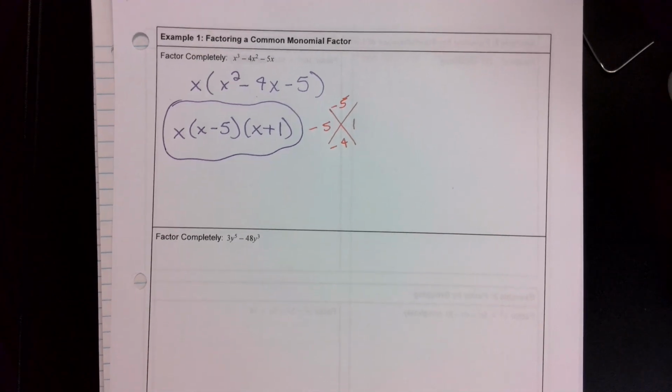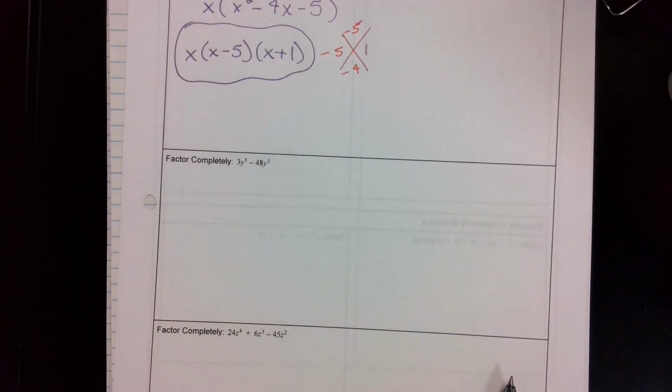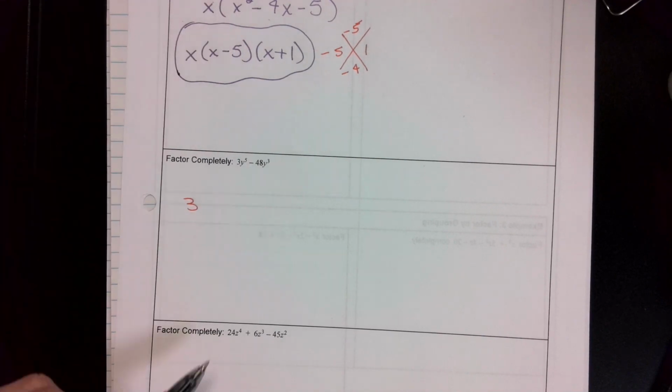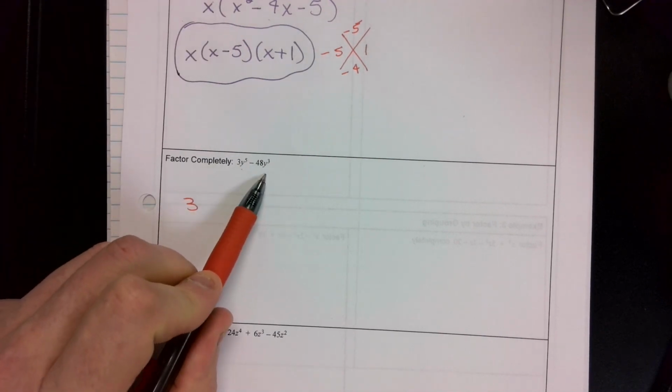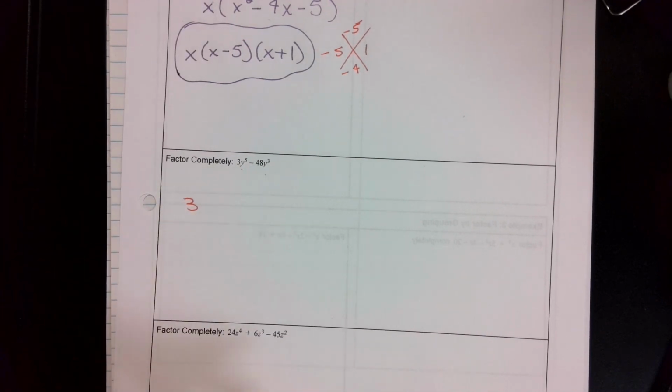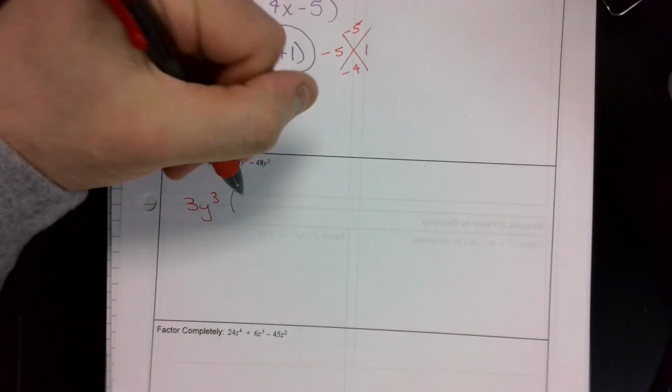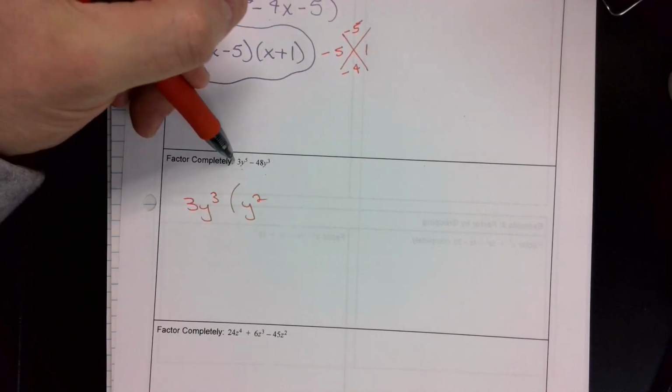For the second one, we start out with our greatest common factor. So we can see we have a 3 and a 48. Both of those numbers are divisible by 3. We have y to the fifth and y to the third. So we want to pull out a y to the third. And we are left with a y squared when we take out a 3 and a y to the third.